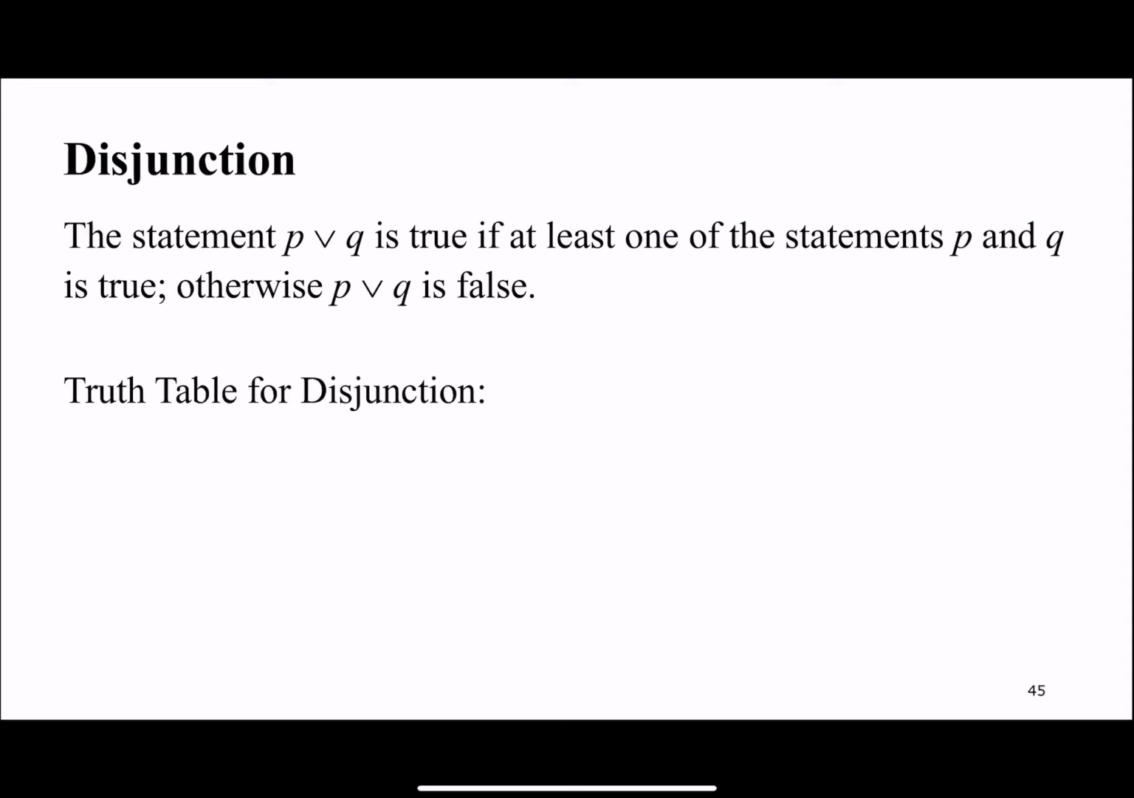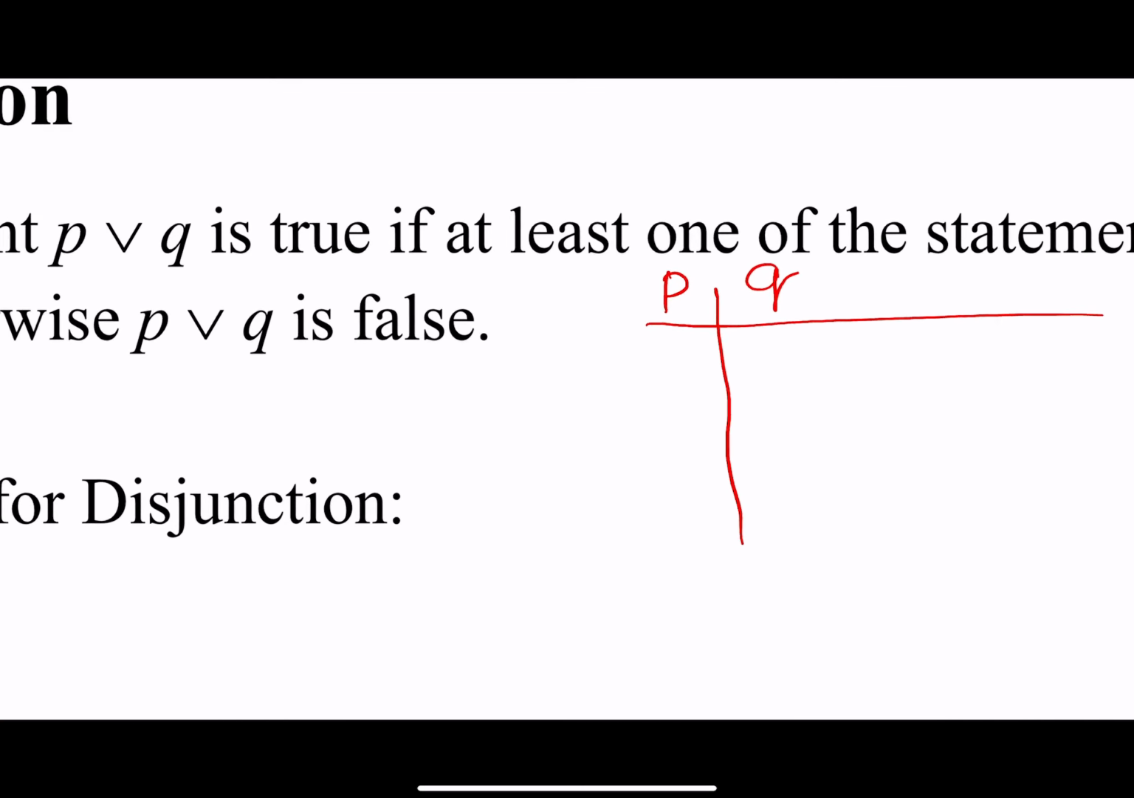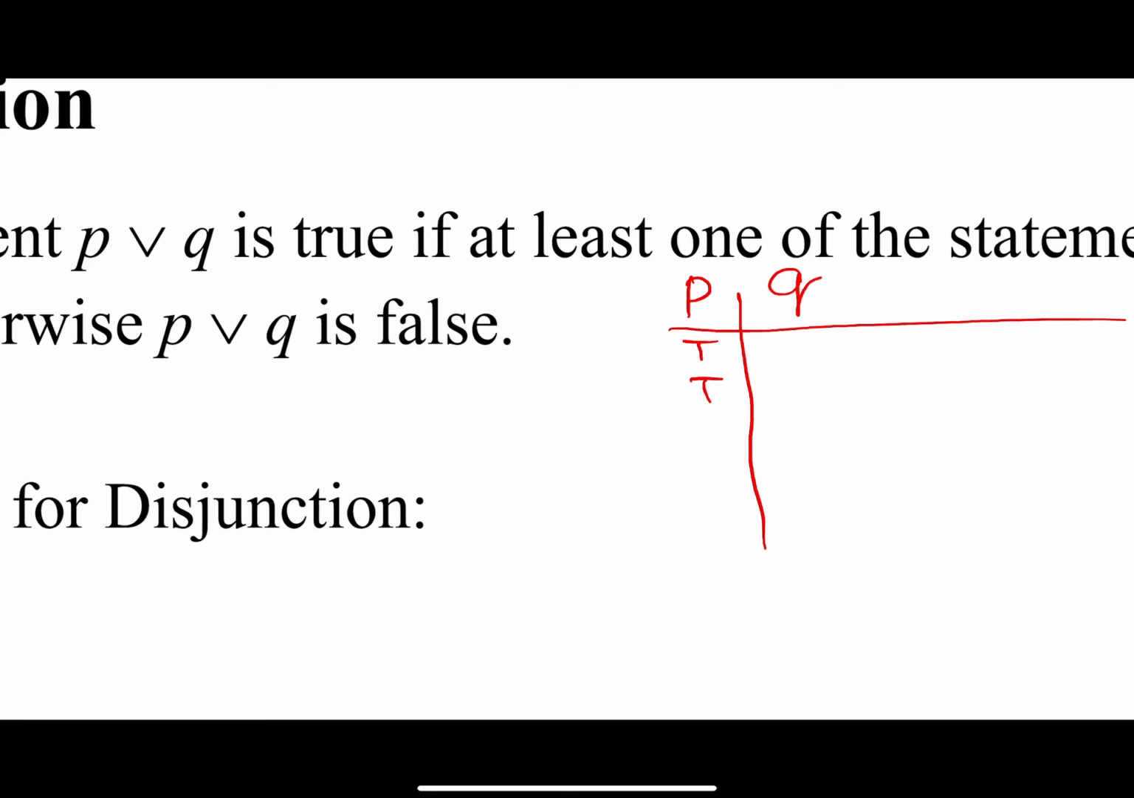Okay, here we go. Look at this junction, or. The statement P or Q is true if at least one of the statements P and Q is true. Otherwise, it's false. Okay? I'm going to draw a truth table. We have P or Q. First of all, we have P, Q, two statements, four possibilities. For half of them, P is true. For half of them, P is false. When P is true, we have two options for Q: either true or false. When P is false, we have two options for Q: either true or false.